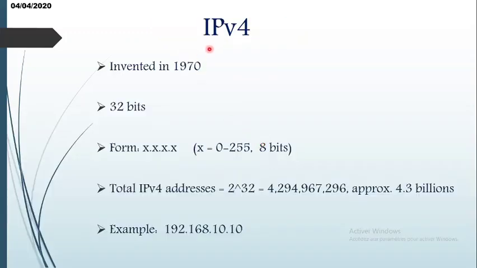In order to assign IP addresses to devices, firstly, the IPv4 or Internet Protocol version 4 was invented. It was invented in the 1970s. It is 32-bit, and its form is like this. We have x by x by x by x, and each x is a range of number between 0 and 255, and it is also 8-bit. So in total we'll have 2 to the 32, which is approximately 4.3 billion IPv4 addresses or Internet Protocol version 4 addresses. So here we have an example of an IPv4 address.